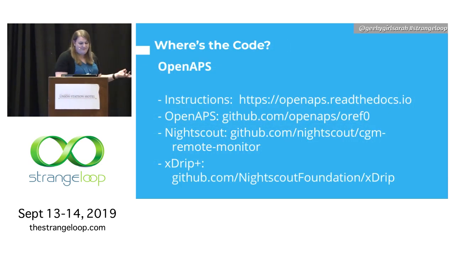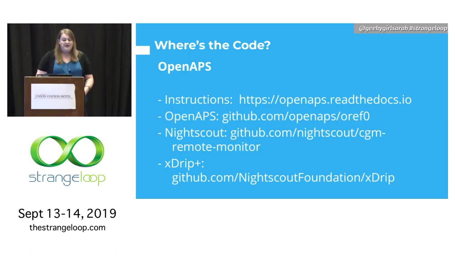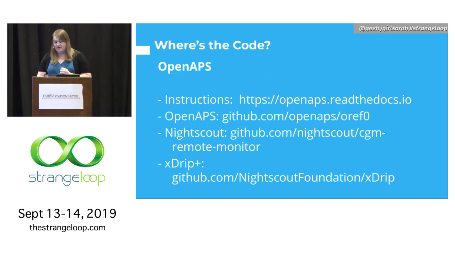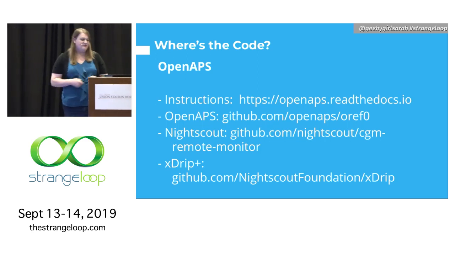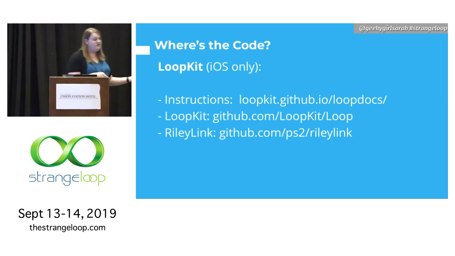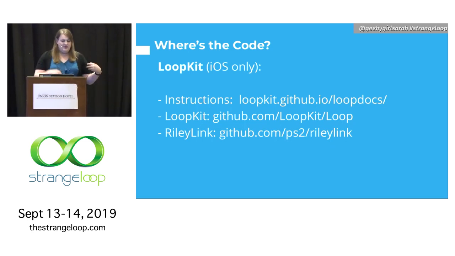So, trying to wrap this up, for the code for OpenAPS, the instructions are at Read the Docs. You can go to the GitHub repo and get OpenAPS. The backend is Nightscout. xDrip is the Android app that you can use to collect the blood sugars. If you're running Loop, which is the iOS-only one, the instructions are at github.io. You can also download LoopKit.